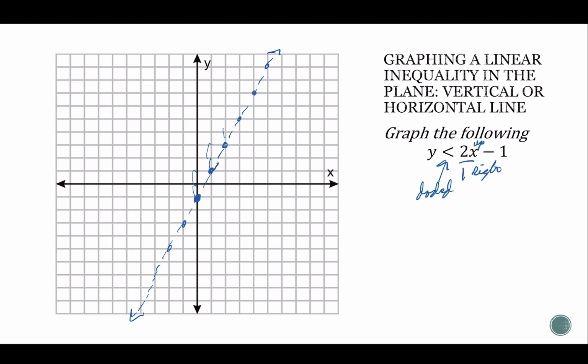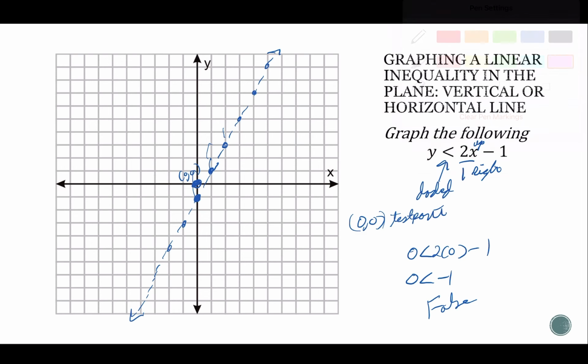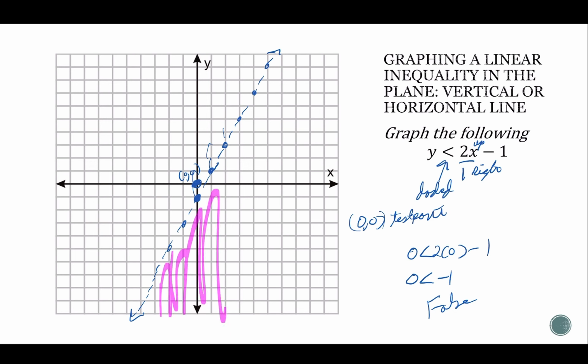Now I need to know, less than, do I shade above or below? So I'm going to pick my test point 0, 0, which is not on the line. That would give me 0 is less than 2 times 0 minus 1. 0 is less than negative 1, that's false. So that means that the side with my test point is not the side I'm going to be shading. I'm going to be shading below, the underside.